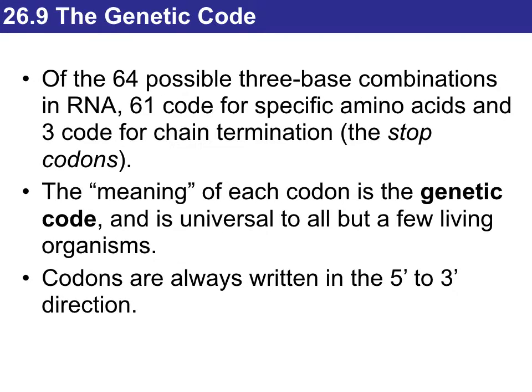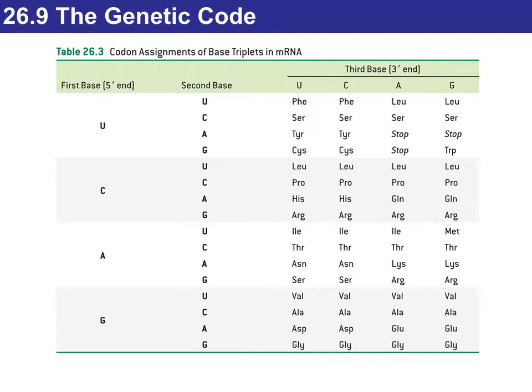Now, looking at the genetic code, there are 64 possible 3-base combinations in RNA. Actually 61 code for a specific amino acid and 3 code for chain termination, the stop codons. The meaning of each codon is the genetic code. And we also have a start codon, AUG, that codes for methionine. Codons are always written in the 5' to 3' direction. Know how to read that table.